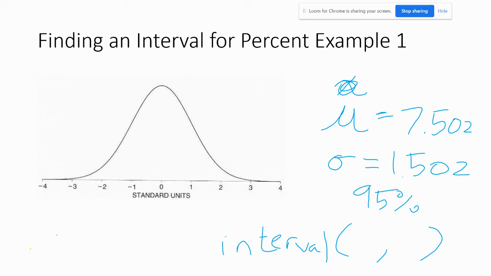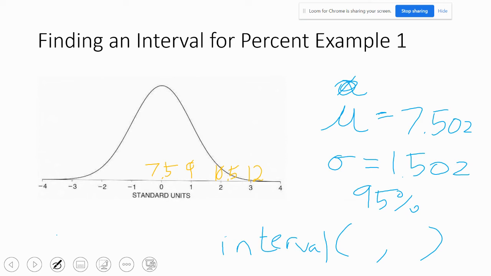So let's change the color to orange. You put the mean in the middle, 7.5. And then you count up 1.5 in each direction. 7.5 plus 1.5 is 9. And then you count up again. 9 plus 1.5 is 10.5. Let's do it one more time. 10.5 plus 1.5 is 12.